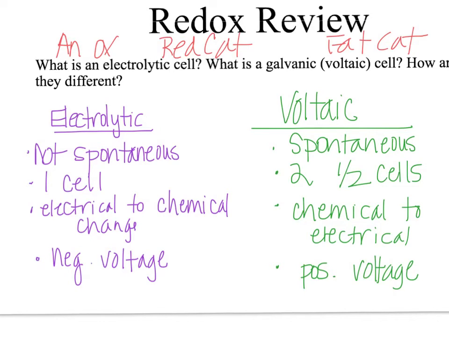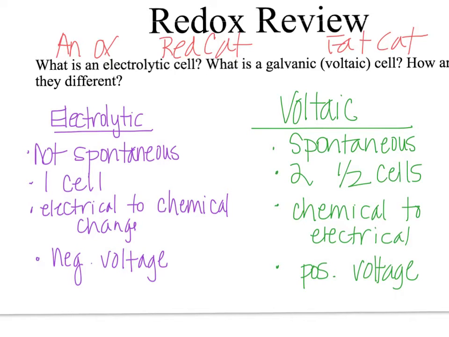And electron flow is anode to cathode. We said fat cat because the cathode gets bigger. That is the same for both an electrolytic and a voltaic cell. So that's some of their similarities. And they're both redox reactions that happen in both of them.